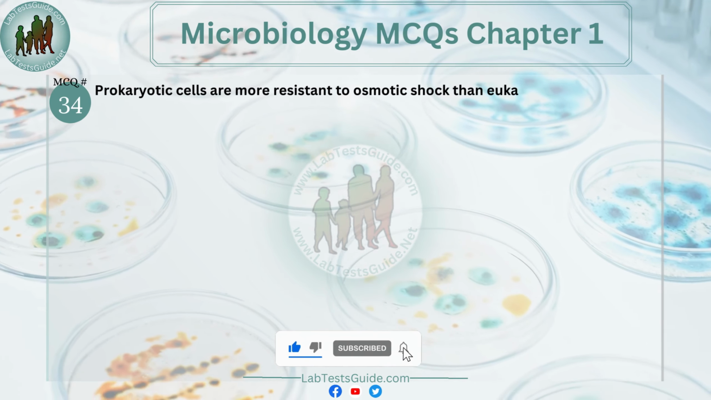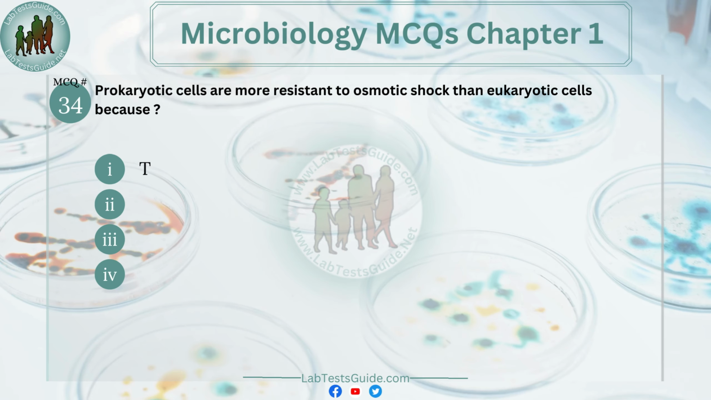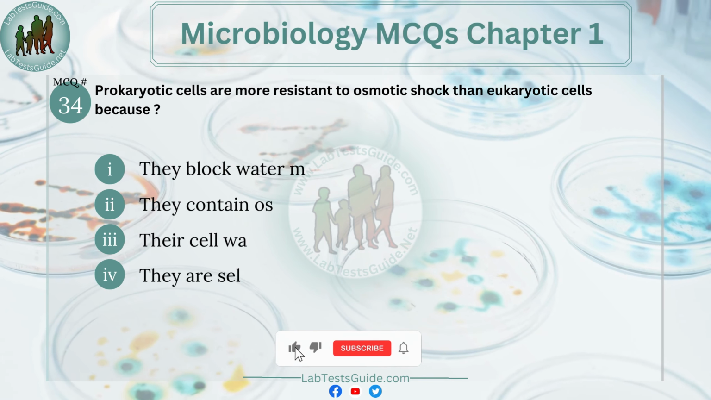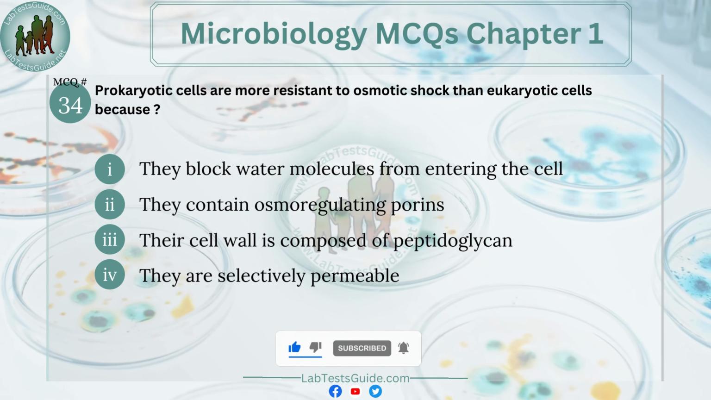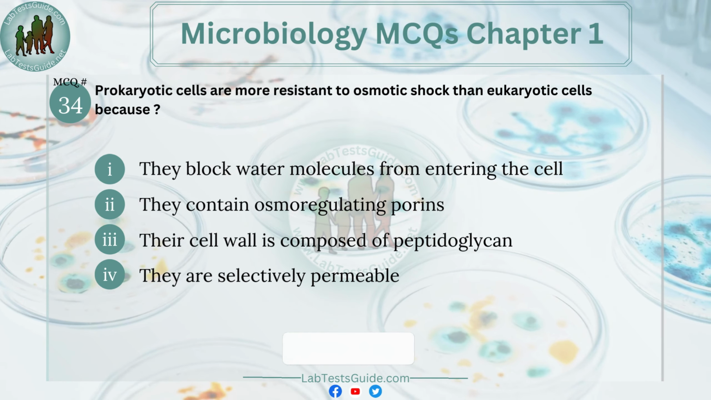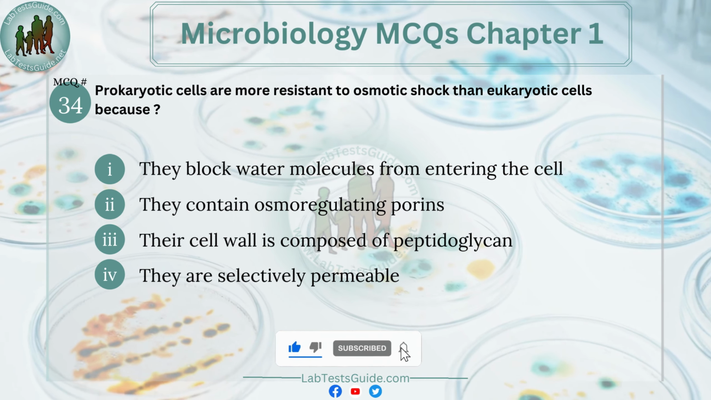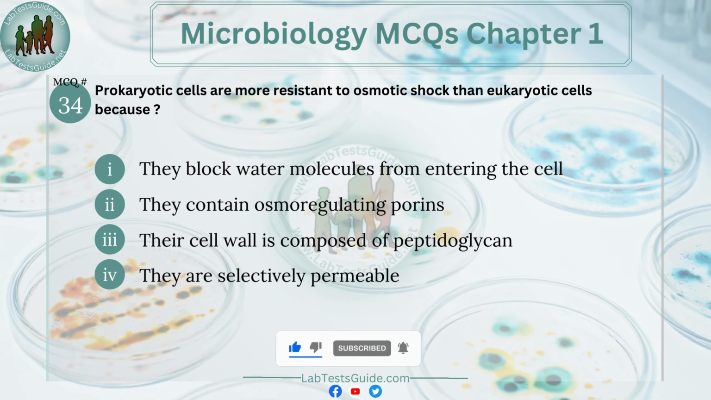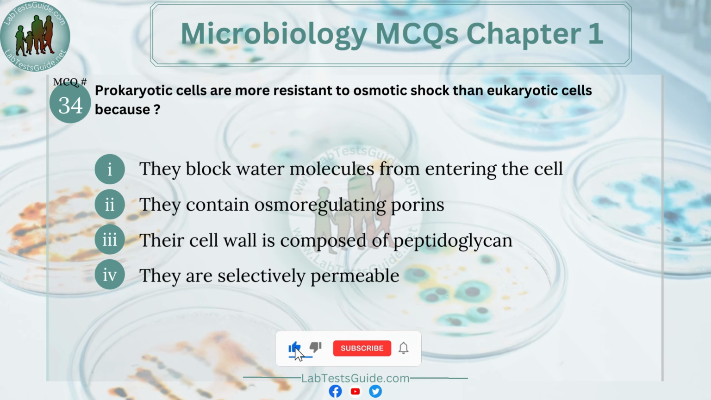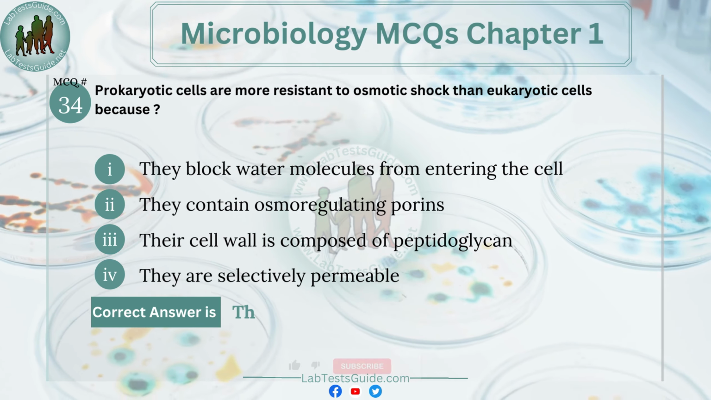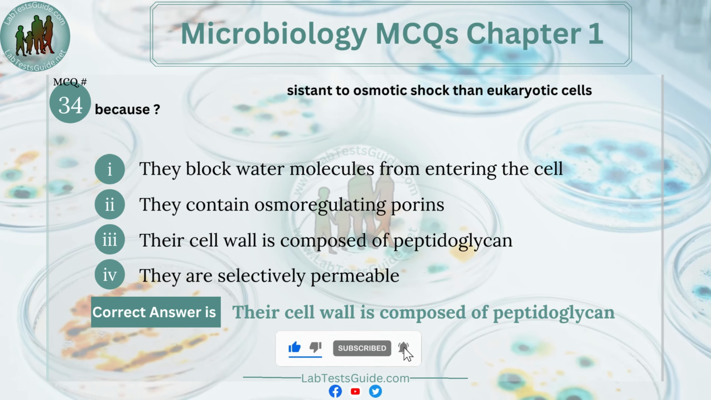Prokaryotic cells are more resistant to osmotic shock than eukaryotic cells because option number 1, they block water molecules from entering the cell. Option number 2, they contain osmoregulating porins. Option number 3, their cell wall is composed of peptidoglycan. Option number 4, they are selectively permeable. Correct answer is their cell wall is composed of peptidoglycan.